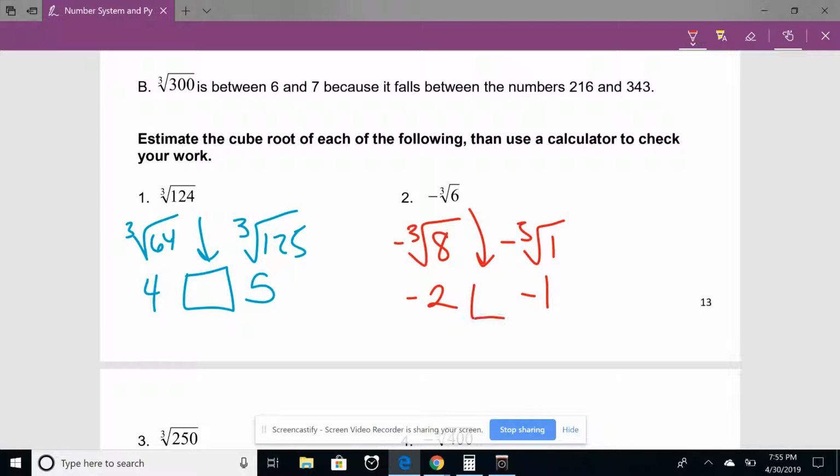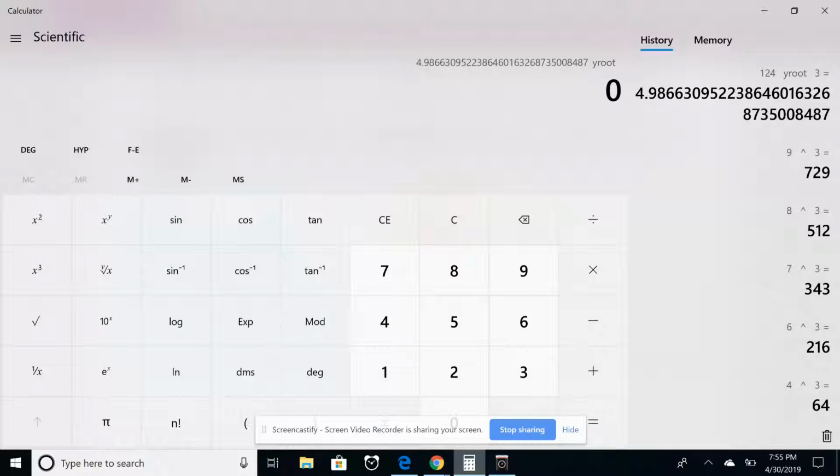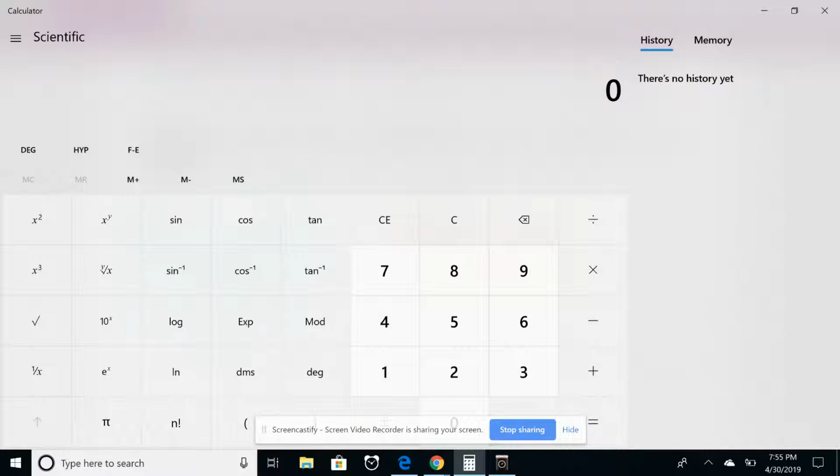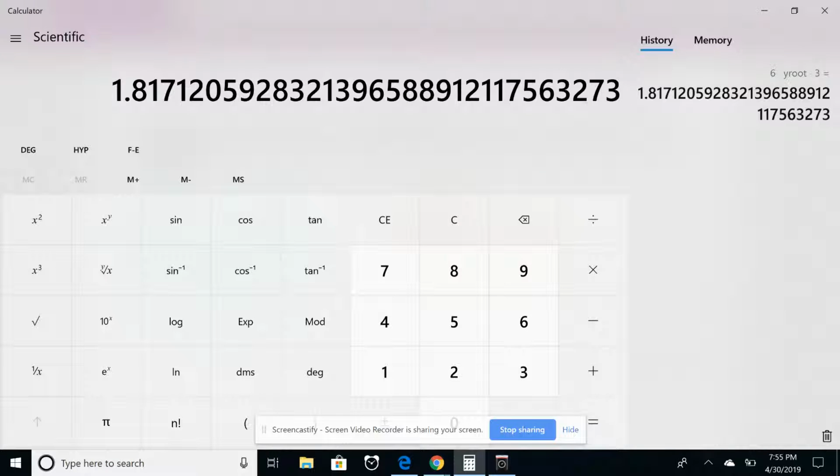It's closer to the 8. So it's negative 1.6, I'm going to say. 1.7, let's say. Let's see. It was 6, right? We'll clear everything out here. Cube root of 6 equals 1.8. So it was a little higher than I thought. 1.817. So it's around there.